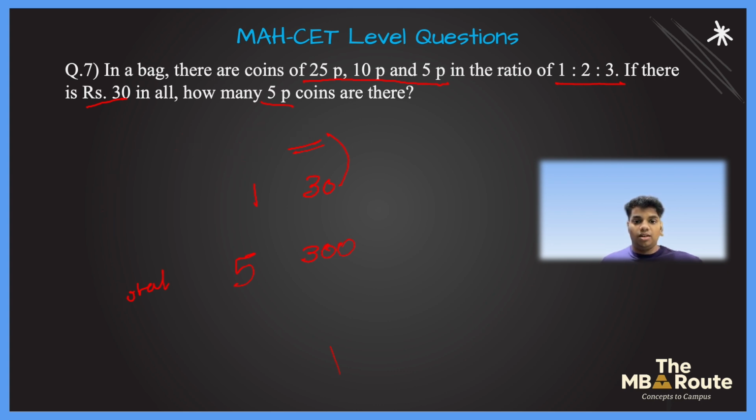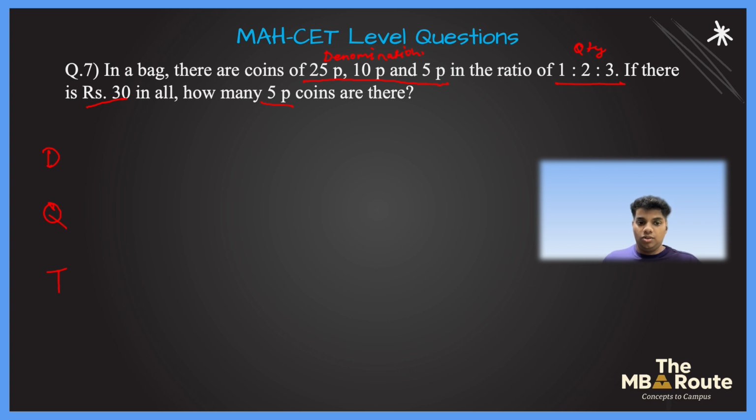So in a bag there are coins of 25 paise. 25 paise is a denomination. 10 paise again a denomination. And 5 paise, this is also a denomination. In ratio of 1 is to 2 is to 3. Okay, this is the quantity. And these are the denomination. Okay, so let's write all the denomination first. So denomination by D, quantity by Q, okay, and total by T.